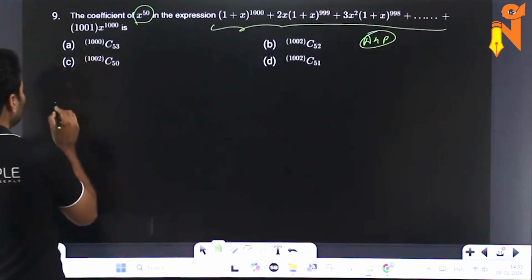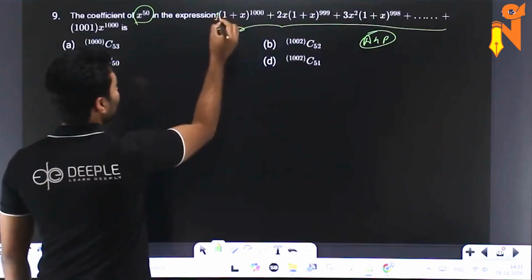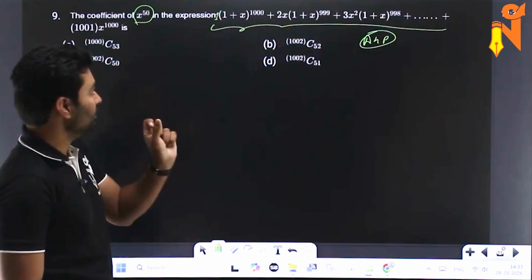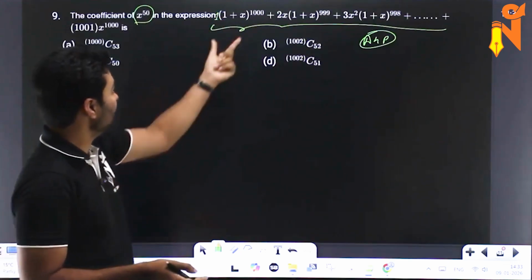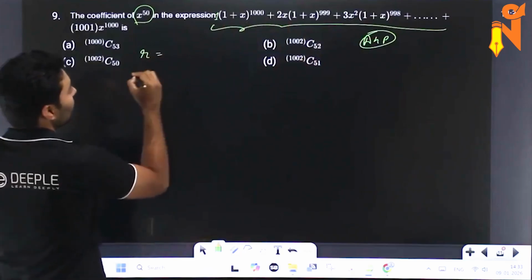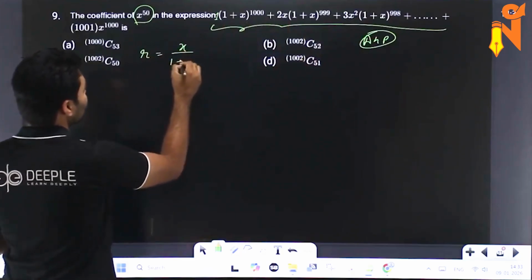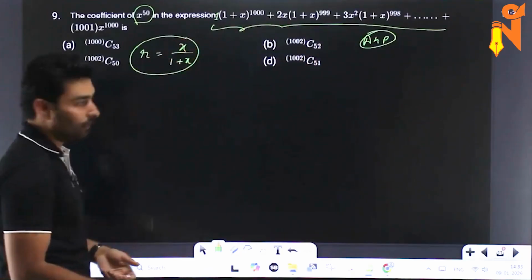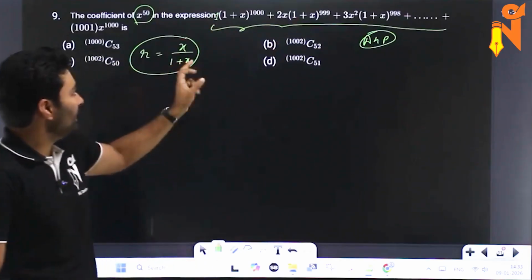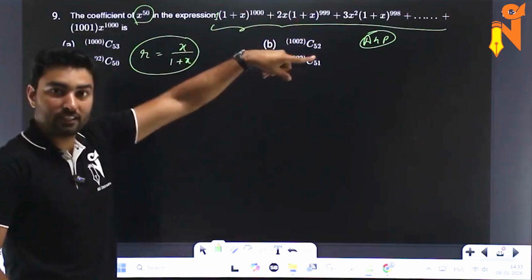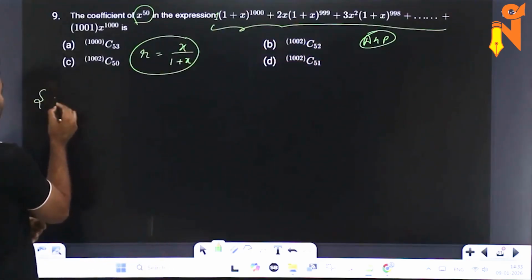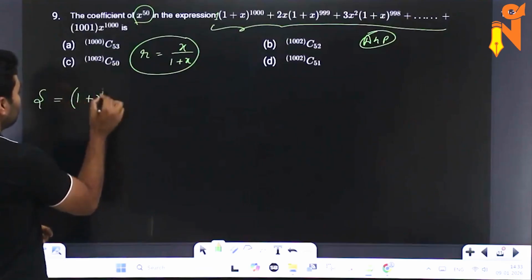So AGP means 1 into 1 here, 1 2 3 4 5 6 7 8. What is the common ratio here? Where is the GP? GP is actually these parts. So the common ratio is x upon 1 plus x. You can check, multiply each term, except this AP, you will get the next term like this. This is AGP. So how can we solve AGP? It's very basic.